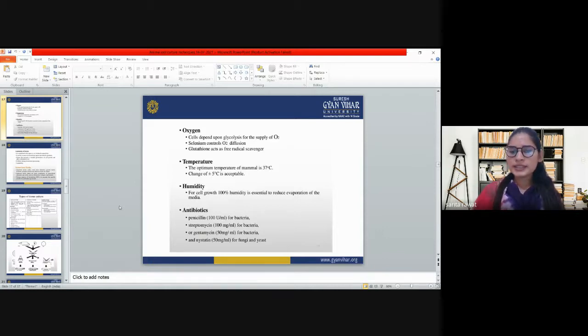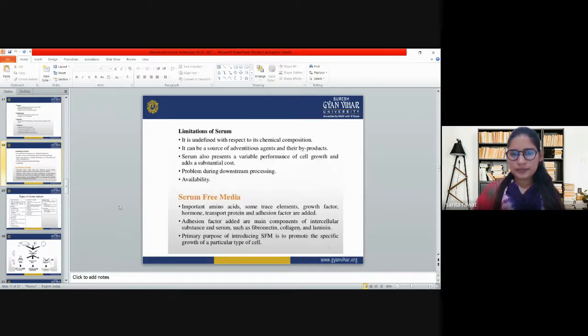Then the humidity, so for cell growth, 100% humidity is essential to reduce the evaporation of the media. And antibiotics require penicillin 100 U per ml for bacteria, streptomycin 100 mg per ml for bacteria, gentamicin 50 mg per ml for bacteria, and nystatin 50 mg per ml for fungi and yeast.